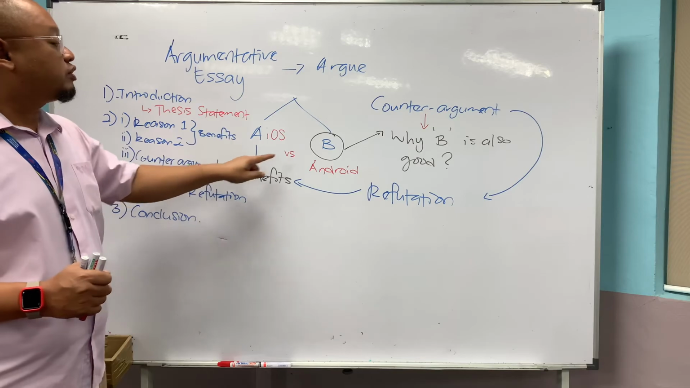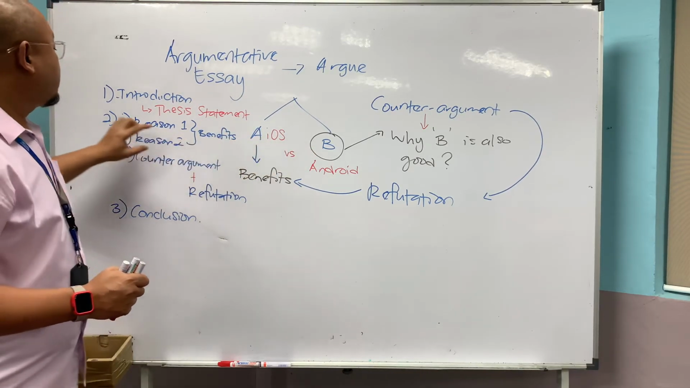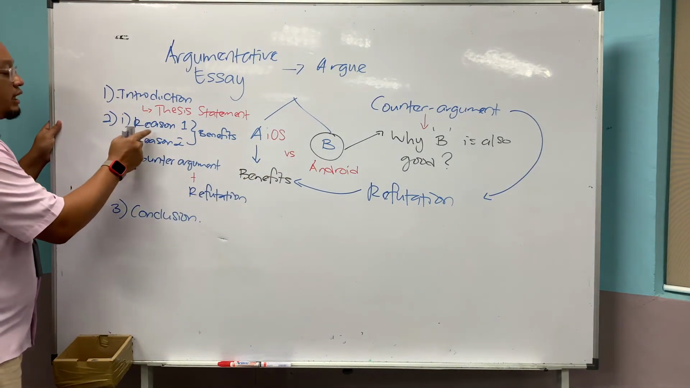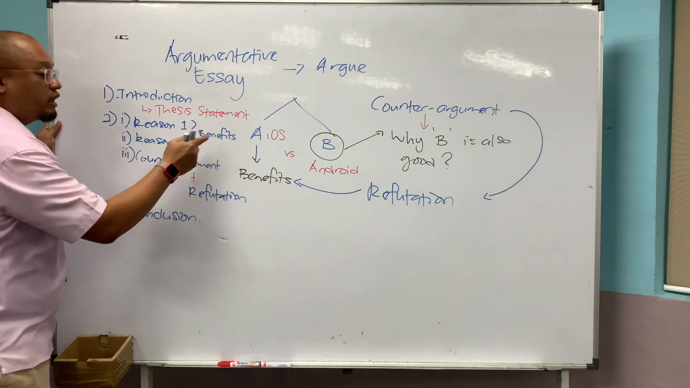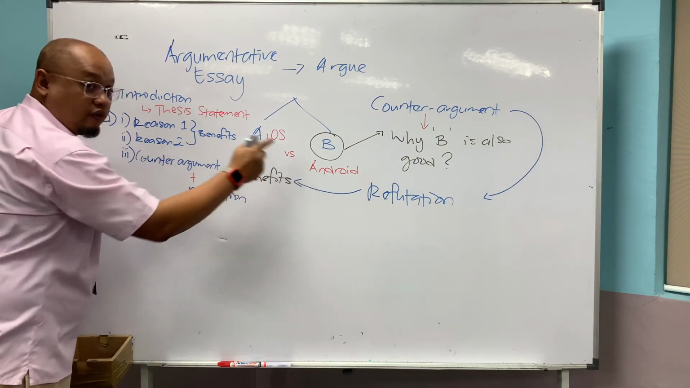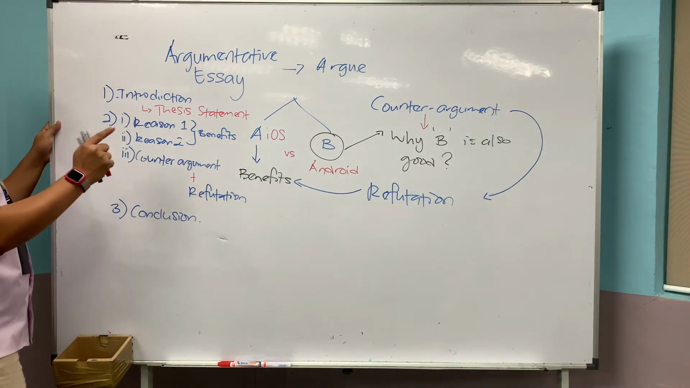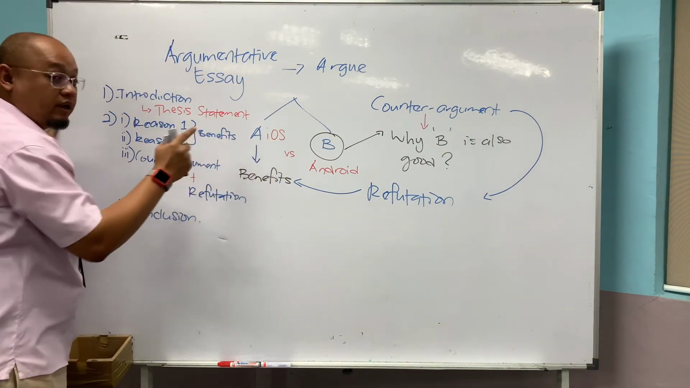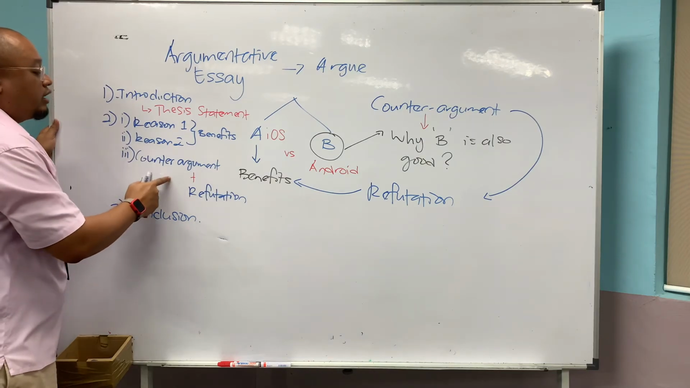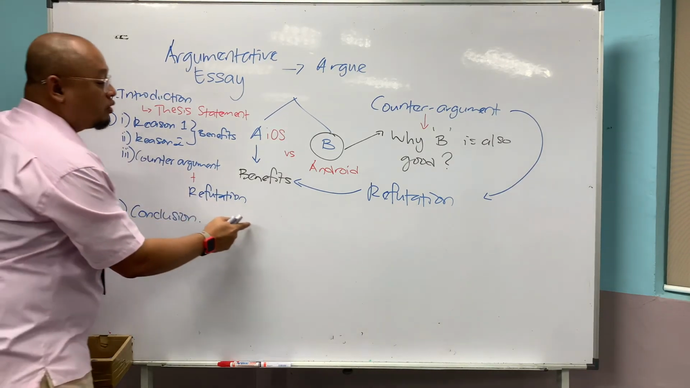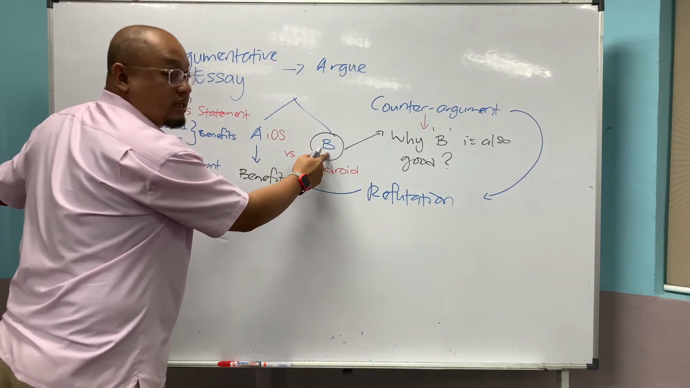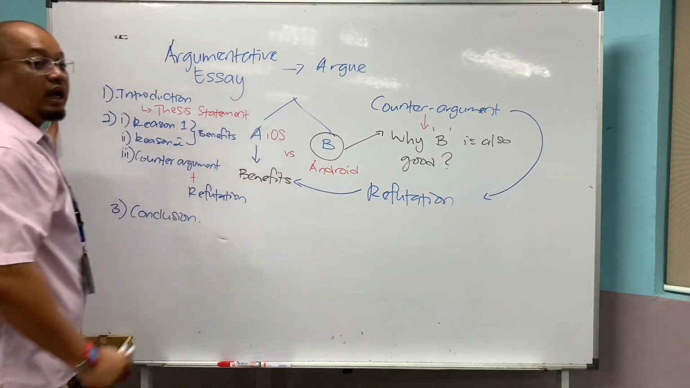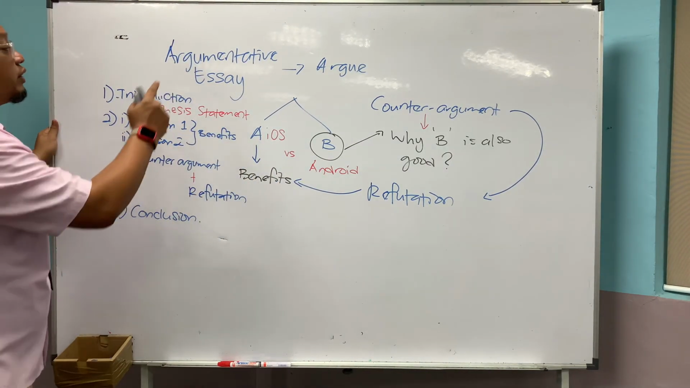Okay? So if you choose B is better than A, so the second and the third paragraph here, you're going to talk about the benefits of B, Android, for example, and then you're going to have the counter argument, whereby you're going to talk about iOS. Okay, this is the other option. And then you're going to talk the refutation, whereby you go back to the original idea why you are saying Android is better than iOS. So this is how you're going to write for argumentative essay.